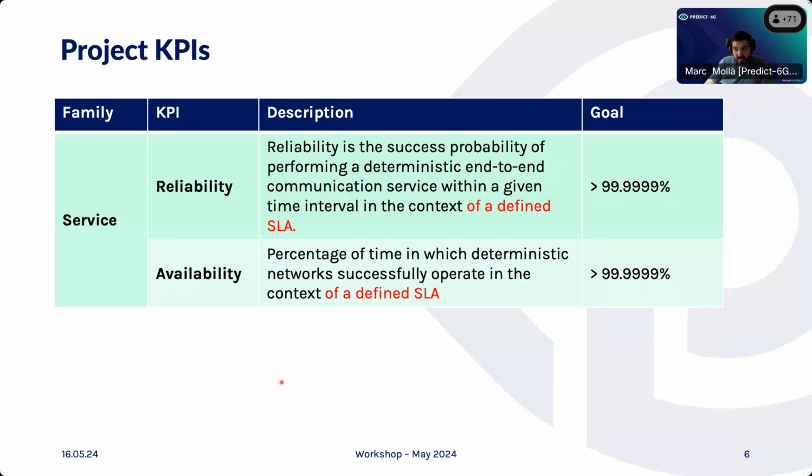And finally, we also work on service reliability and availability. Again, we use pretty standard definitions of both KPIs, but in this case, we also introduce the concept of a defined SLA, meaning that if a network is available but is not providing the target KPIs that we defined, then for us it's not available. Okay.